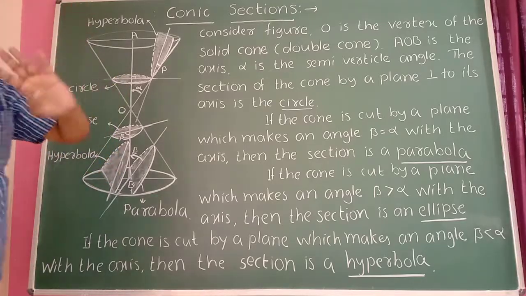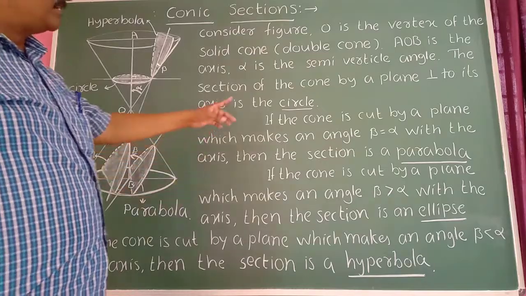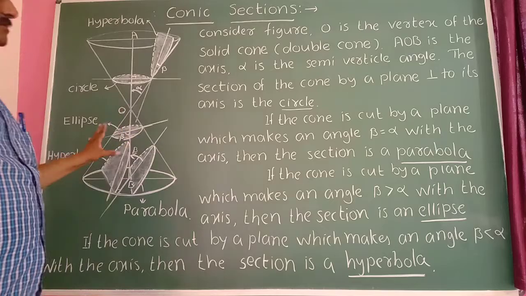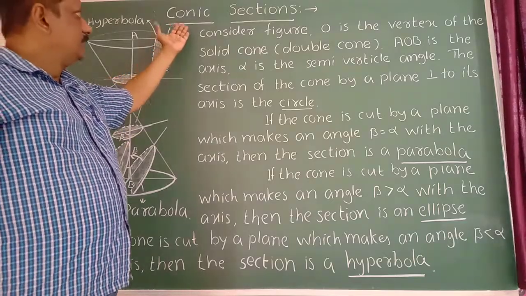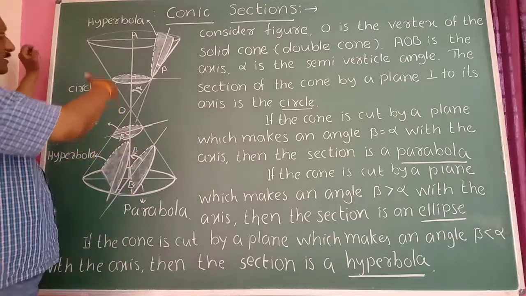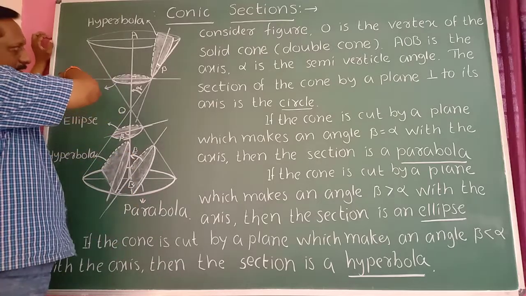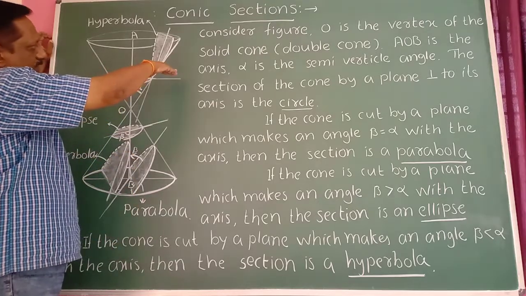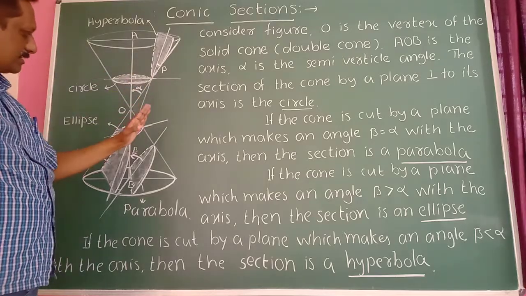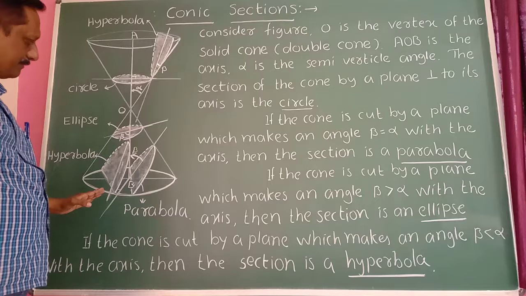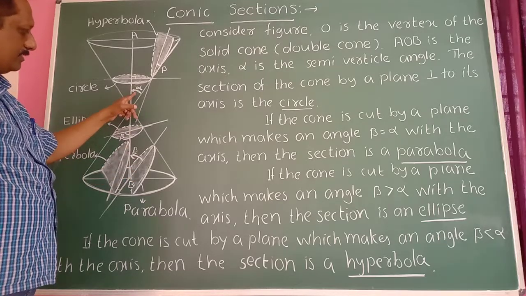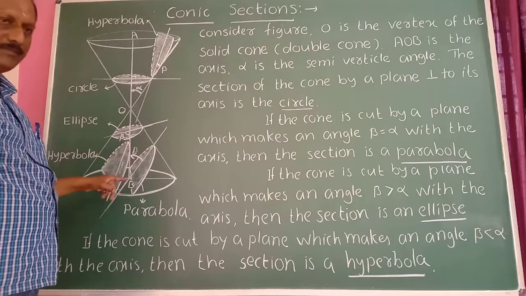There are 4 cases here: a circle, parabola, ellipse and hyperbola. These are all sections of a cone, hence the chapter name itself is conic sections. If you cut the cone perpendicular to the axis, then you will get a circle. If you cut the cone by a plane, if beta is equal to alpha, then you will get a parabola.